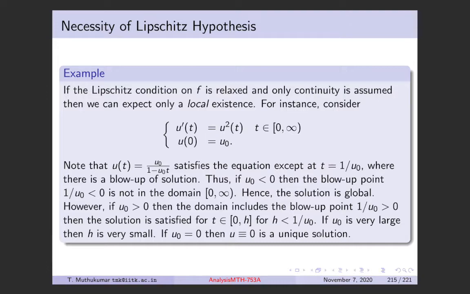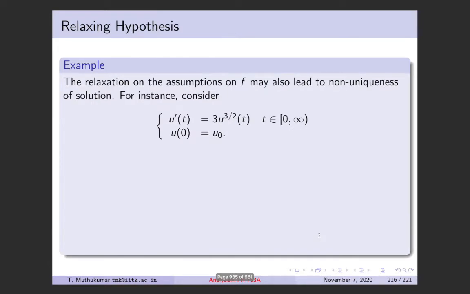So this Lipschitz hypothesis seems to be an important hypothesis, right? You can't really relax it. The other thing is that relaxing the hypothesis can also lead to non-uniqueness of solution, right? In the previous cases, we had one solution. But for instance, take this initial value problem. Okay, this is again not Lipschitz.